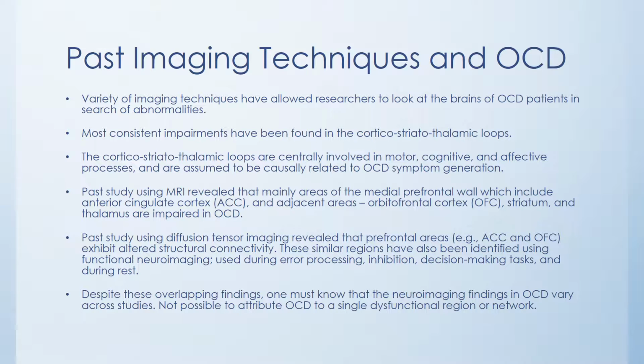Even with these past findings and despite the overlapping findings, one should know that these neuroimaging findings in OCD vary across studies. It isn't possible to attribute OCD to a single dysfunctional region or network. As mentioned earlier when I gave the definition of OCD being a heterogeneous psychiatric disorder, it's because it is a broad spectrum of OCD phenotypes regarding symptomology, severity, and also different genetic backgrounds.